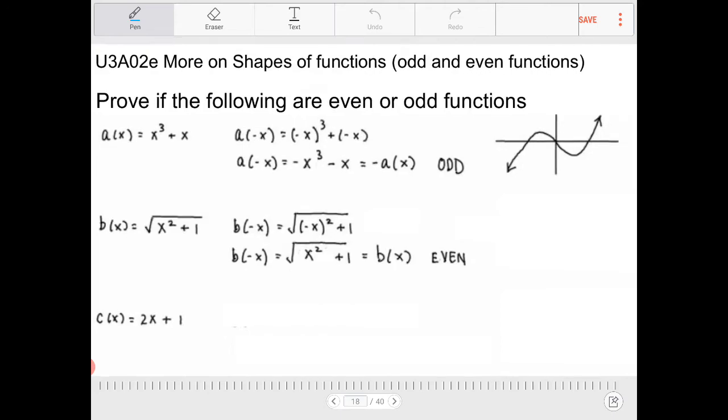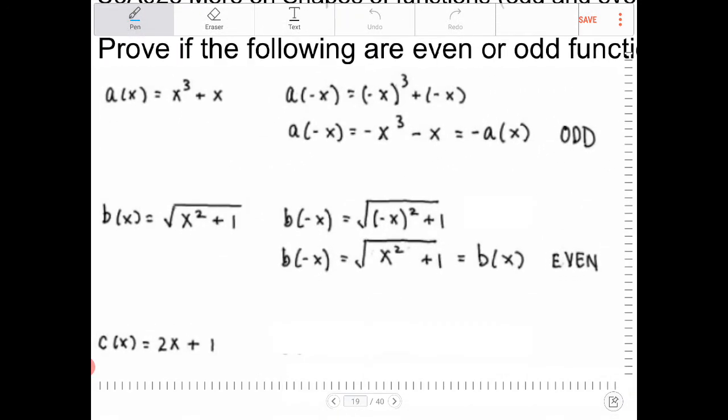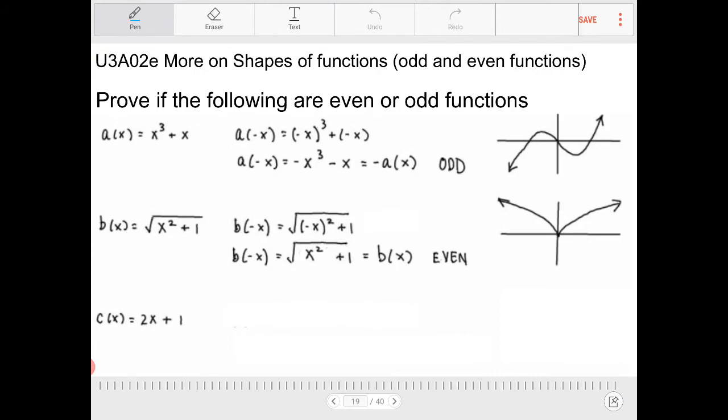If you graph b of x in the graphing calculator, and I encourage you to go and do that, you're going to end up with a graph that looks like this. And indeed, this function is symmetrical over the y-axis. All right, moving on. So I have c of x is equal to 2x plus 1. Again, the same attempt, c of negative x. I am going to remove the parentheses and try to rewrite this and determine whether or not c of negative x has any relationship with c of x.